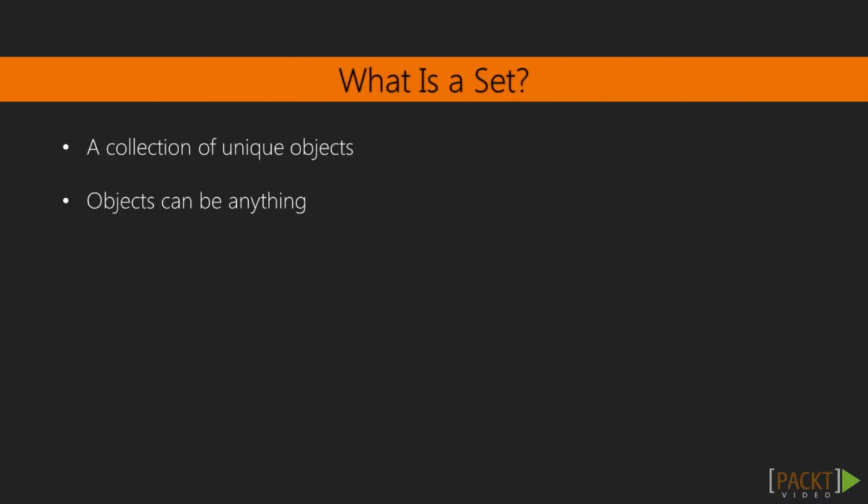So what is a set? If you squint hard enough, you can actually see an array in a set. Formally speaking, a set is a collection of unique objects. Objects stored in a set can be simple, native types, complex objects, or they can also be sets, so that we can have sets of sets.